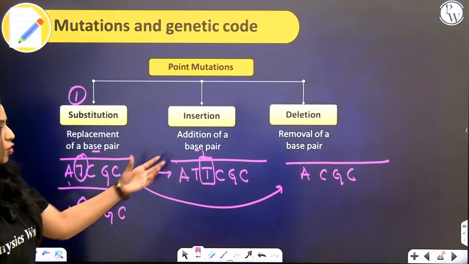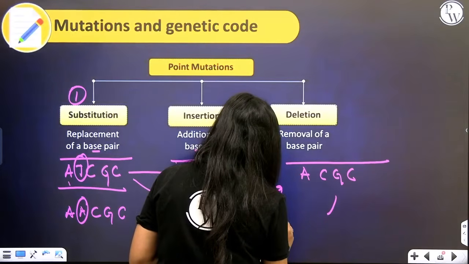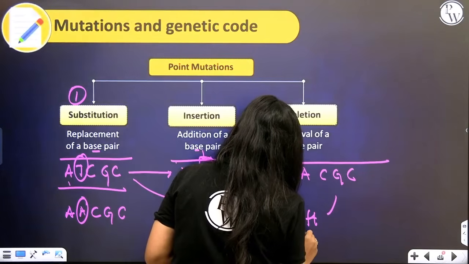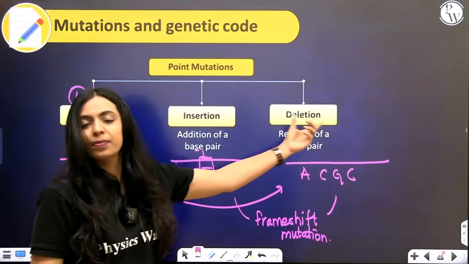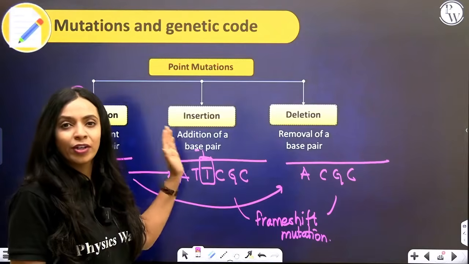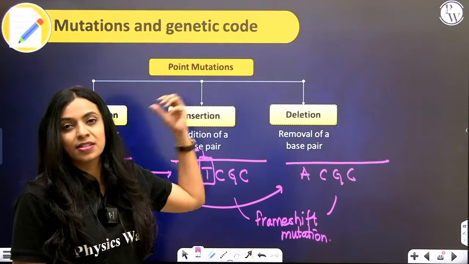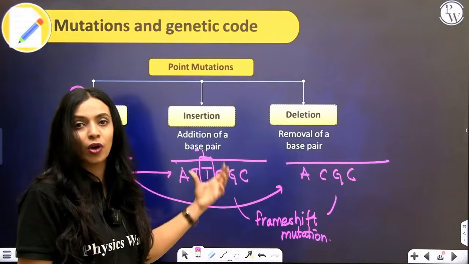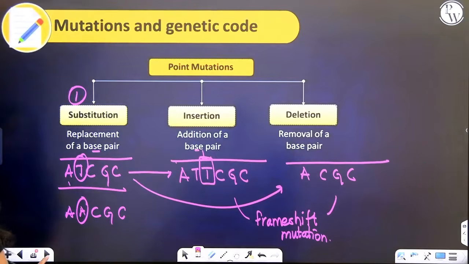Whenever there is an insertion or deletion, there will be a shift in the reading frame, and therefore it is also called frame shift mutation. Before mutation, whatever will be the reading frame, during translation, that will be altered. From the point of mutation onwards, the codons will no longer be the same. The sequence of nucleotides is going to change. As a consequence, the codons and the sequence of amino acids is also going to change. Okay, so that's about these point mutations.